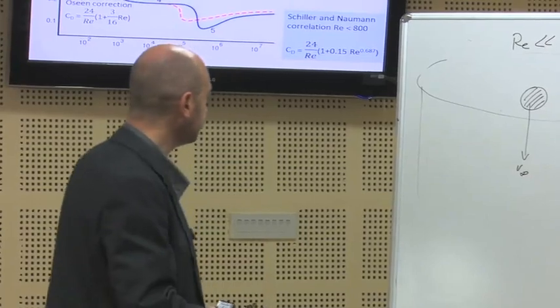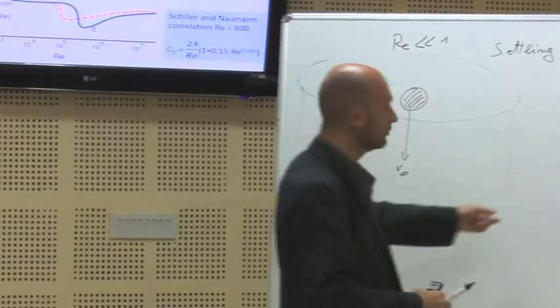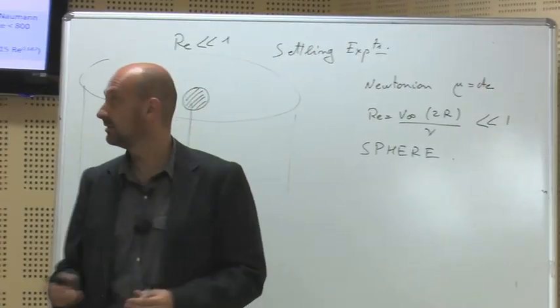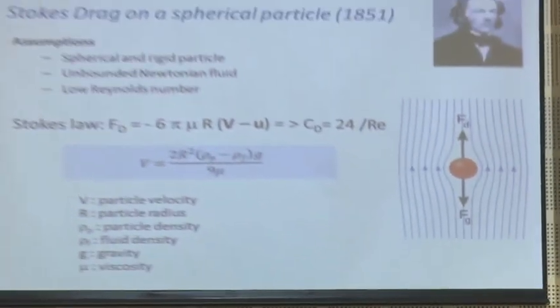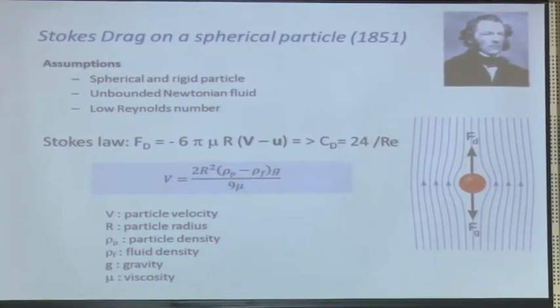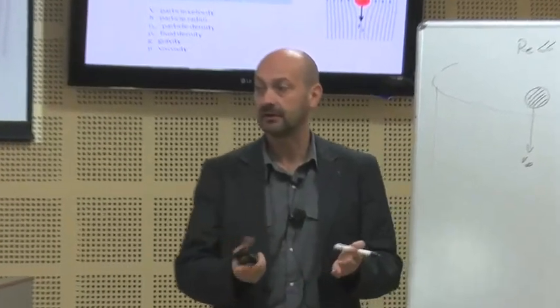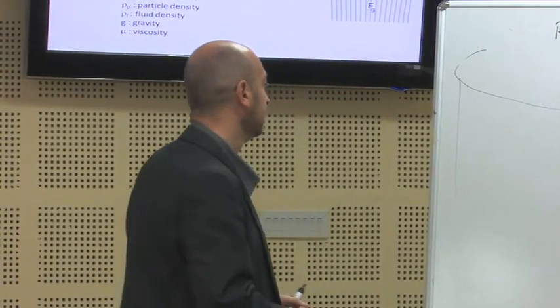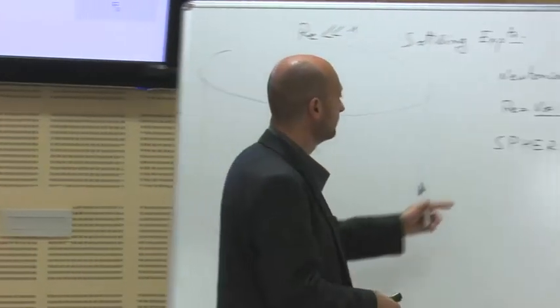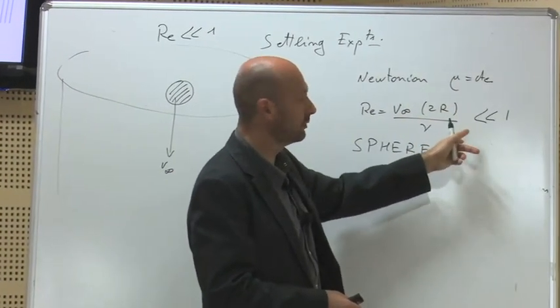Okay. You have to take a sphere, of course, because Stokes' solution is only for a sphere. The analytic solution has only been written down for a sphere. So you have to take a perfect sphere if you want to compare with the analytic solution of Stokes. Okay. And then you have to be sure that the Reynolds number is much lower than one.